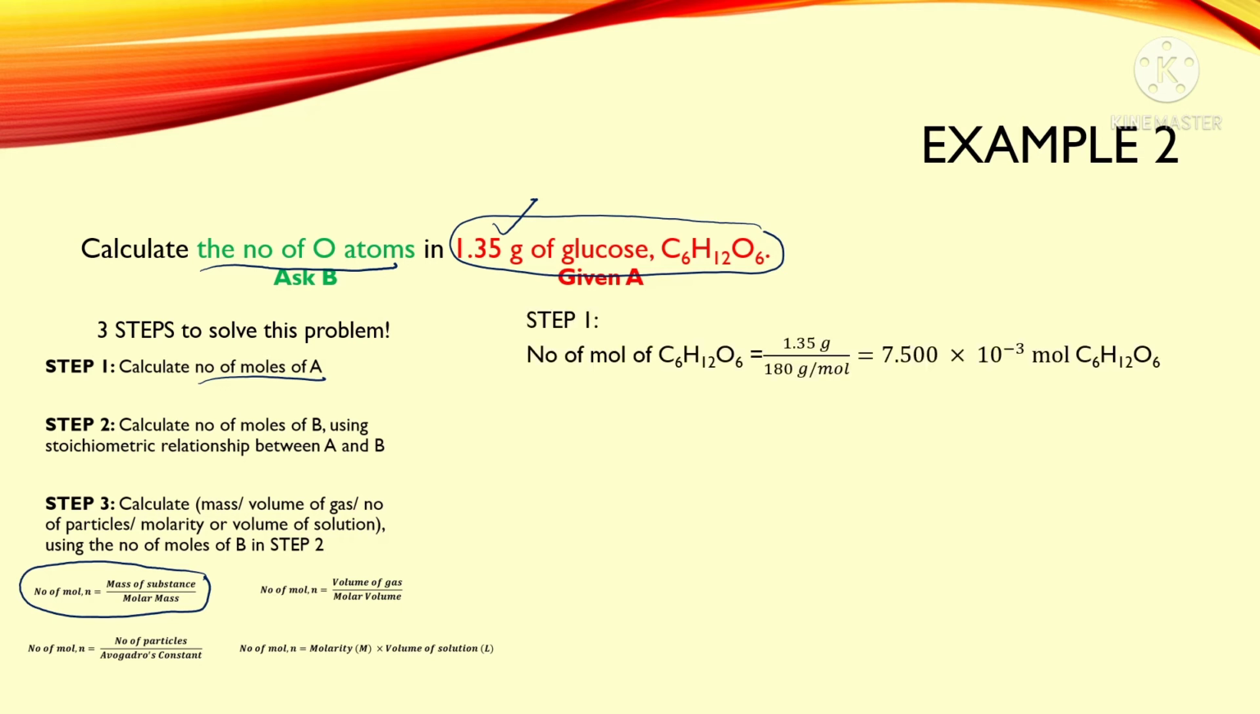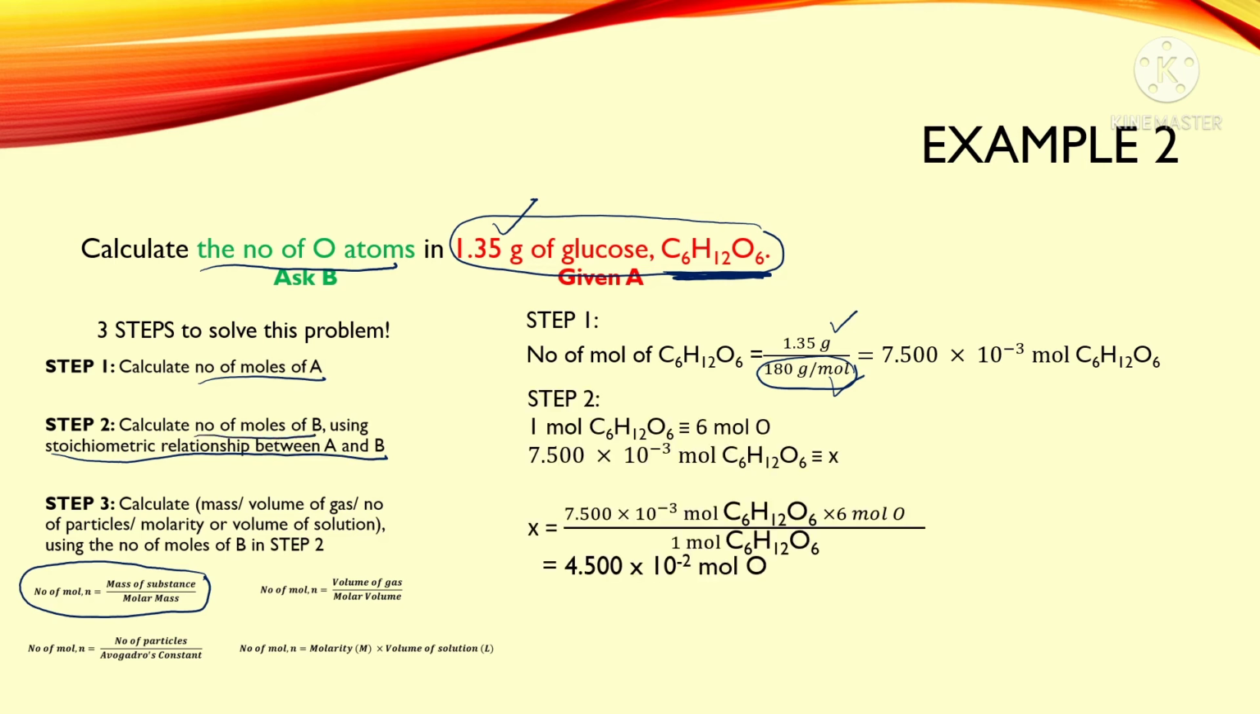And how do we get the molar mass of glucose? Again, from the relative molecular mass of glucose. By dividing the mass of glucose with the molar mass of glucose, we get the number of moles of glucose as 7.5 times 10 to the power of negative 3 mole. Then in step number 2, we need to do the stoichiometric comparison between A and B to find the number of moles of B. For this, we can see that inside 1 mole of glucose, there are 6 moles of oxygen.